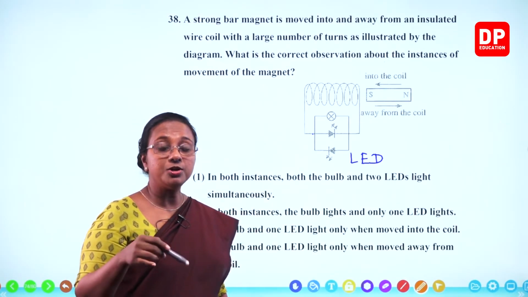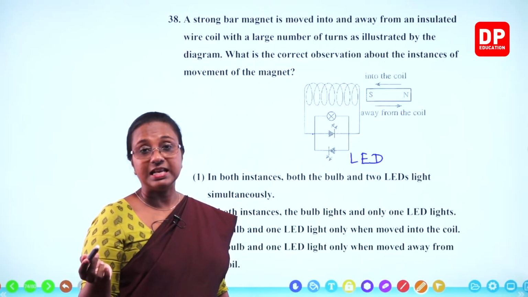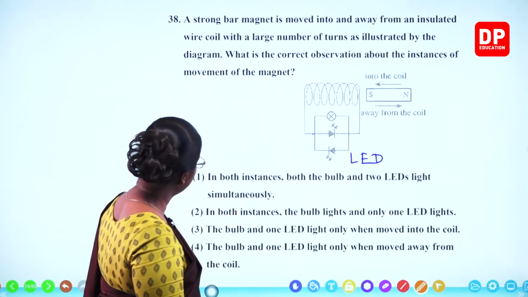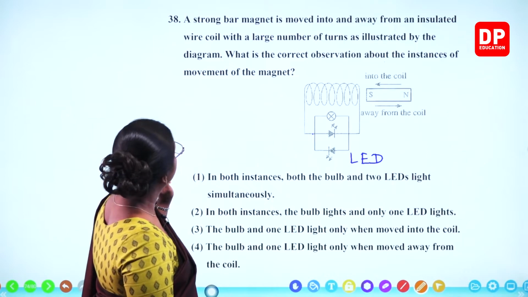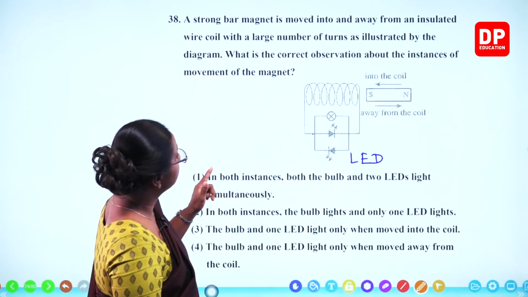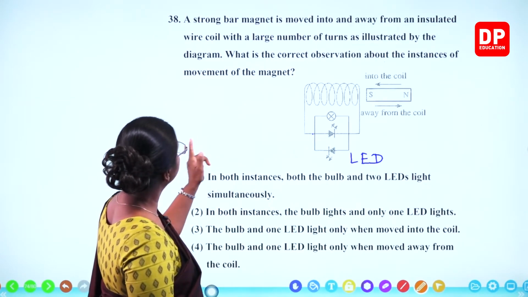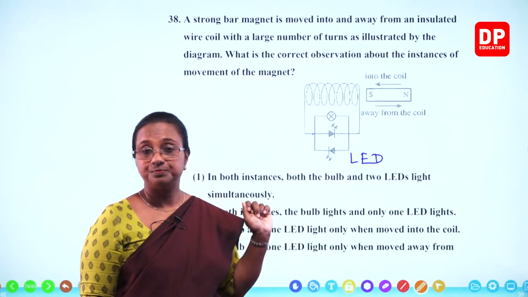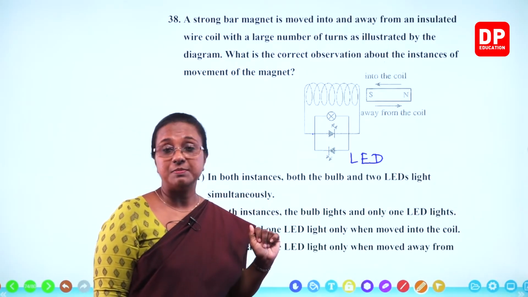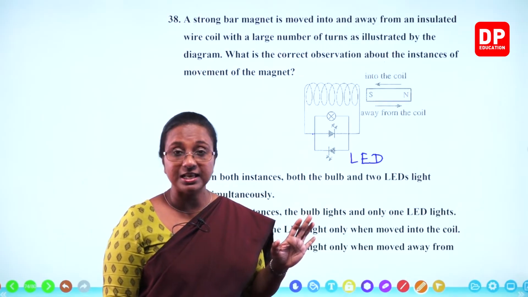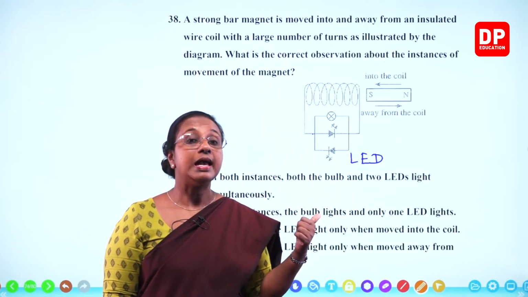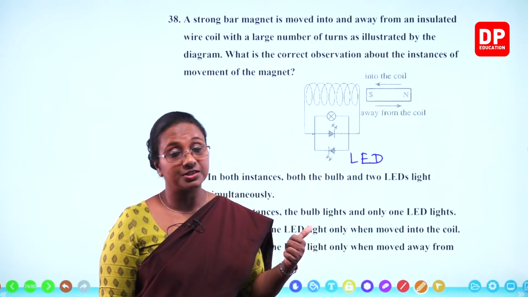But through the bulb, you all know the current can flow in any direction and it will light. So what is the correct observation about the instances of movement of the magnet? Now you can remember, students, we have done an activity like this. This is related to electromagnetic induction.